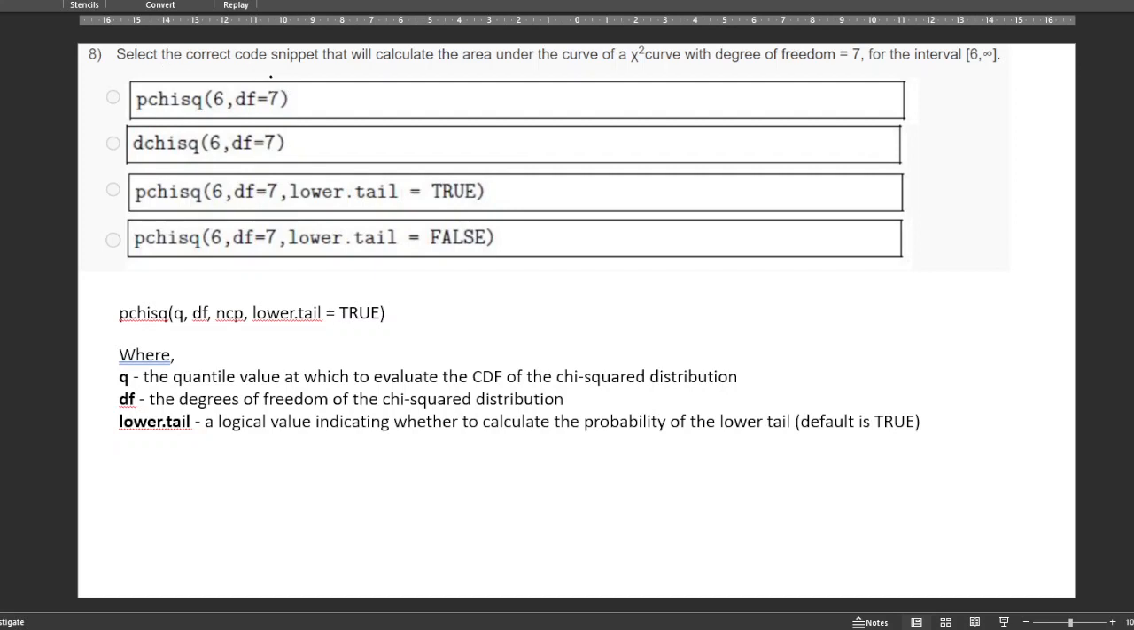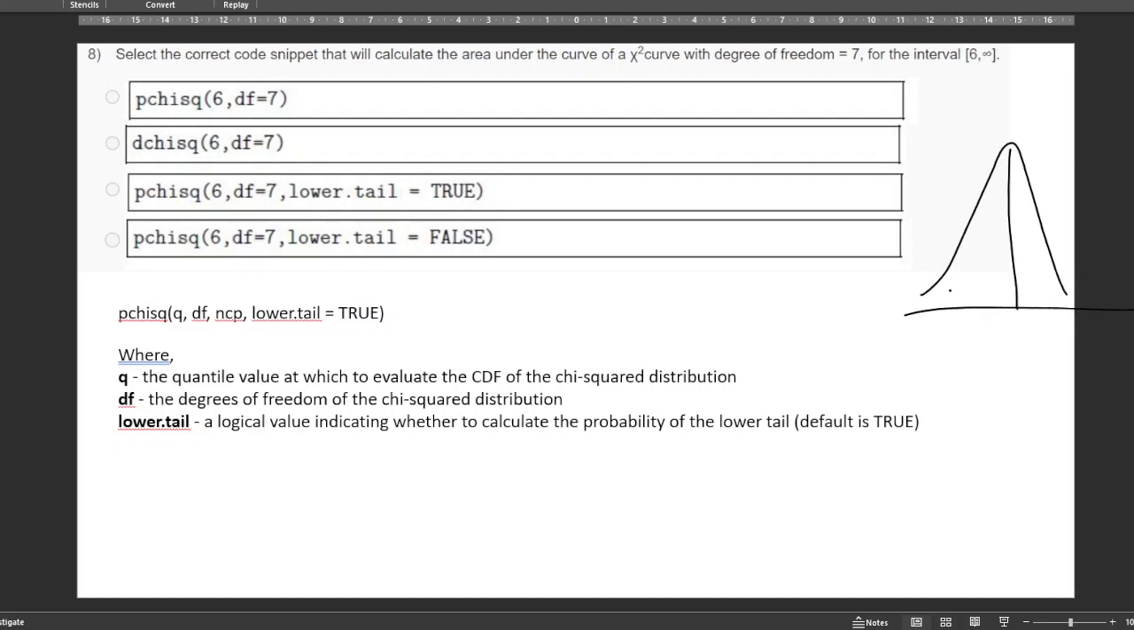Select the code snippet that will calculate the area under the curve of a chi-square curve with a degree of freedom 7 in the interval 6 to infinity. Okay. So the chi-square distribution is a little skewed to one end. So the mean is 6, 6 to infinity.